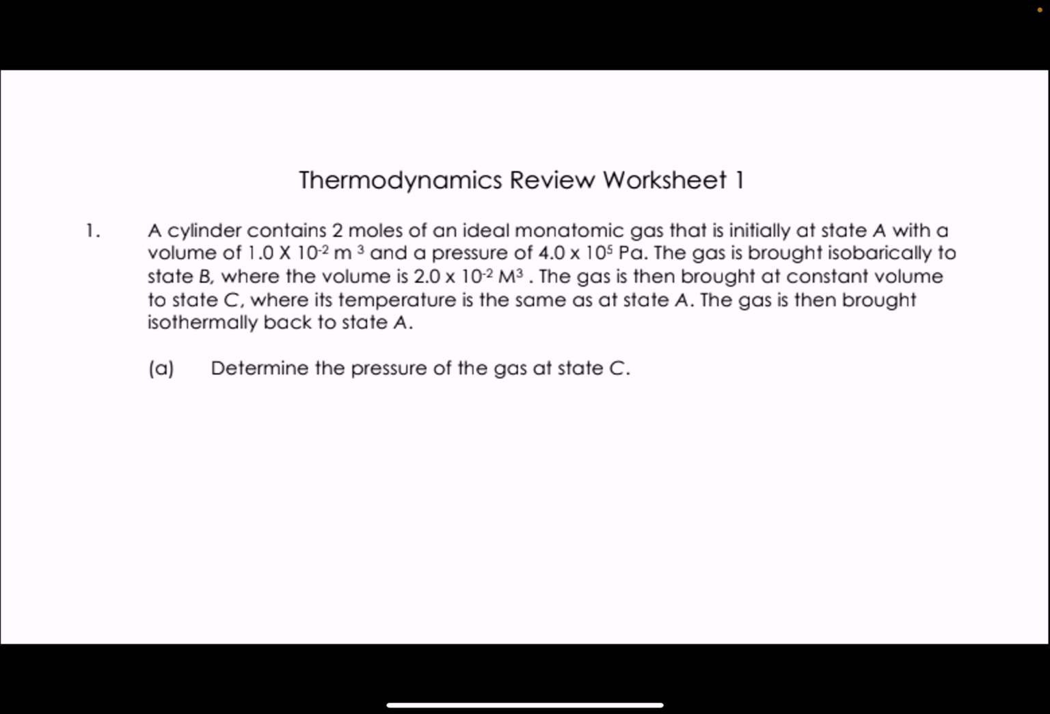So let's say we have a cylinder that contains 2 moles of a gas. It's initially in state A with a volume of that and a pressure of that. The gas is brought isobarically to state B, where the volume is this. Then the gas is brought at constant volume to state C, where its temperature is that. And then it's brought to the same temperature as state A. And then the gas is brought isothermally back to state A.